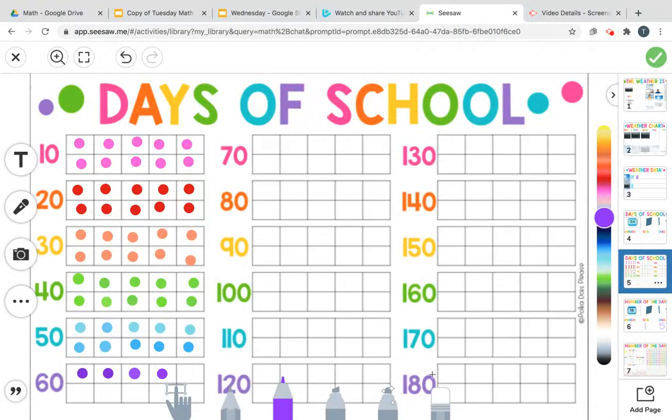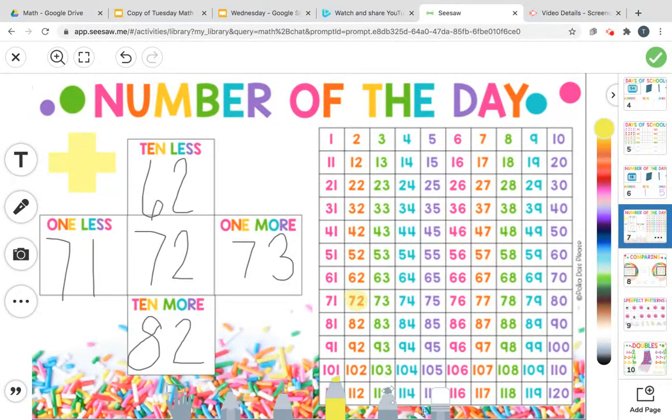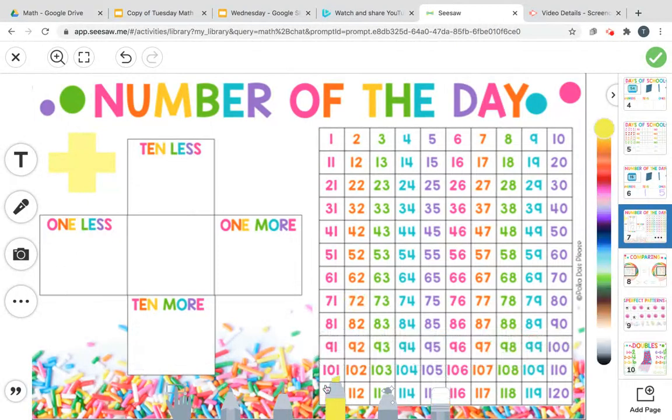So let's do it down here. All right, so our number of the day is 15. I'm going to highlight him. Here's my 15. He can't hide from us. We see him. All right, so when we go up, we're losing 10. And when we go forward, we're getting 10 more. When we go backward, we're losing 1. And when we go forward this way, we're adding 1. So going back by 10s, going forward by 10s, going back by 1s, going forward by 1s.